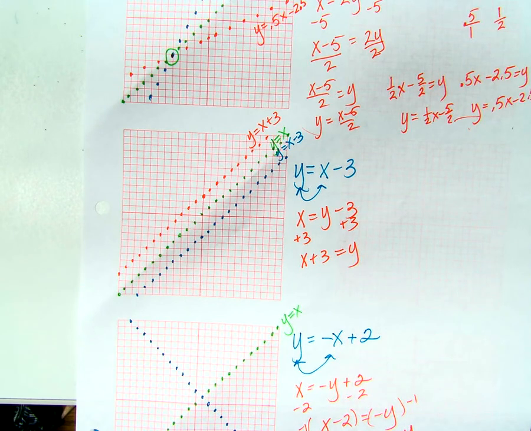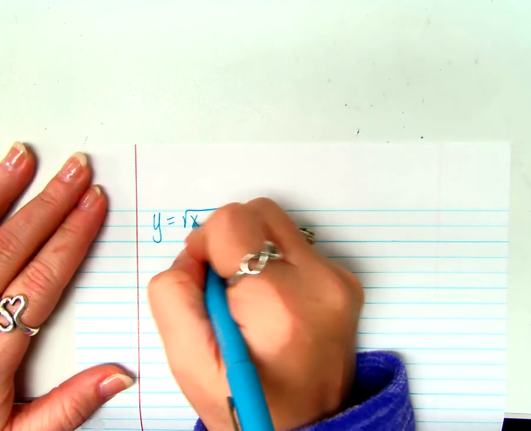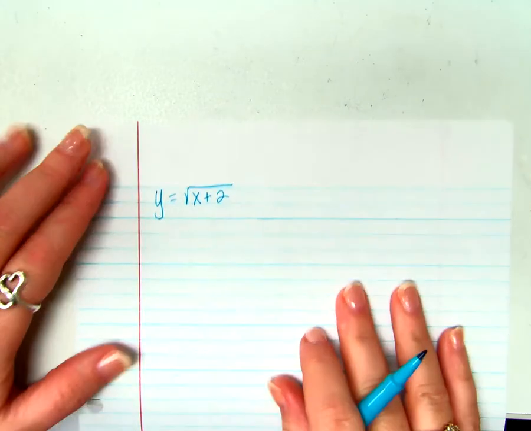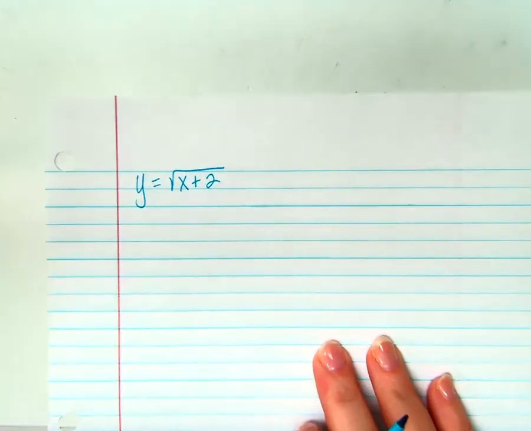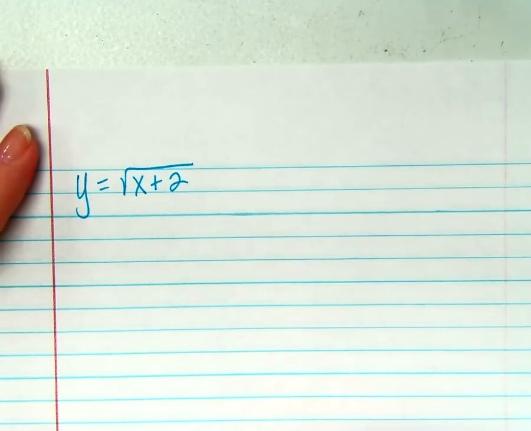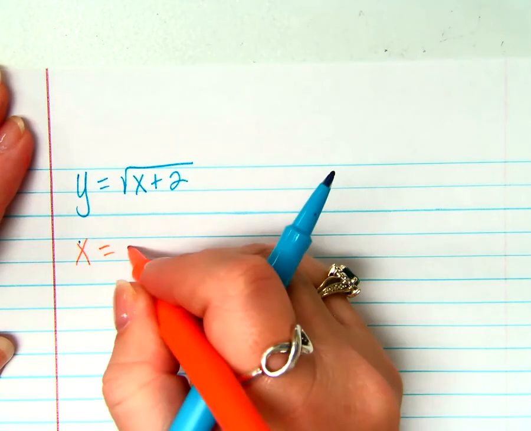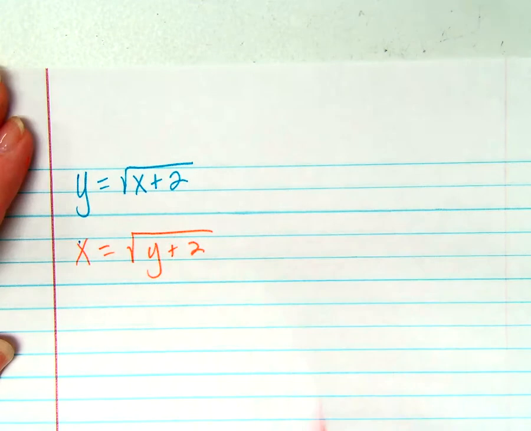Okay? Let me show you, however, why I waited until now to do this. Because above all, I don't want you to think that I think you're stupid, because that's like the farthest from the truth. Okay? What if we had a problem like this? Y equals the square root of x plus 2. How do you find the inverse of this function? Well, first we have to switch x and y. So when I switch x and y, I get x equals the square root of y plus 2.